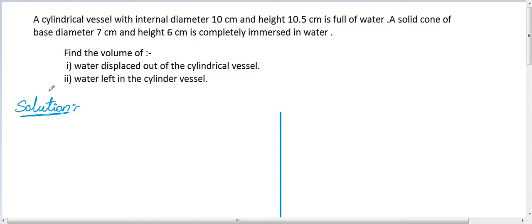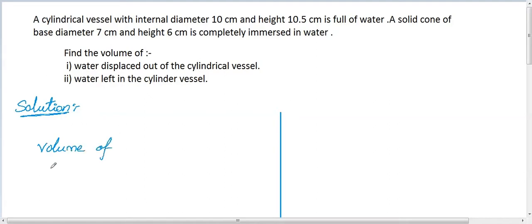So here we need to find the volume in two different ways, like water is displaced out of the cylindrical vessel and find the volume of water left in the cylindrical vessel. So first we need to find the volume of a cylindrical vessel, which is nothing but the volume of water, and then find the volume of cone as well, solid cone.